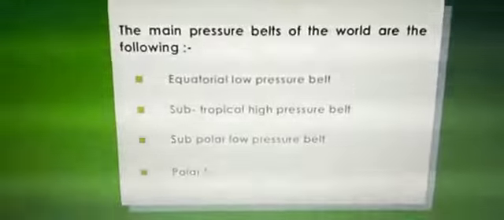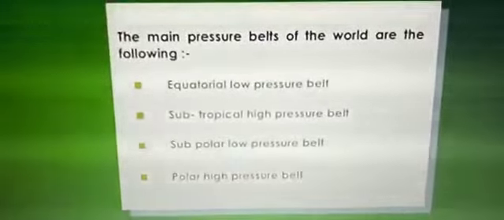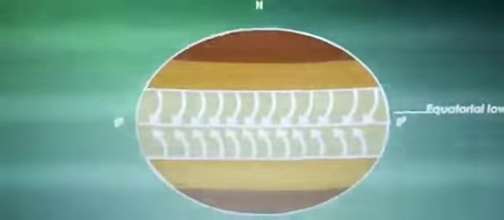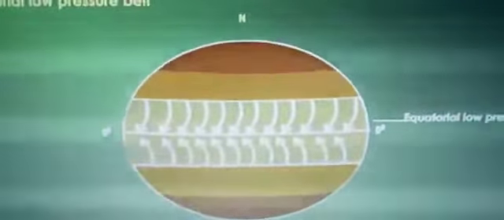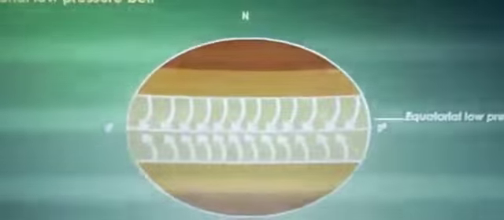Now you see here, I have shown you this slide. Now I will show you a different slide. The fourth one is the polar high pressure belt that I have already told you. Now one by one we will take them. Now this is the equatorial low pressure belt. Now what happens, children, in this?